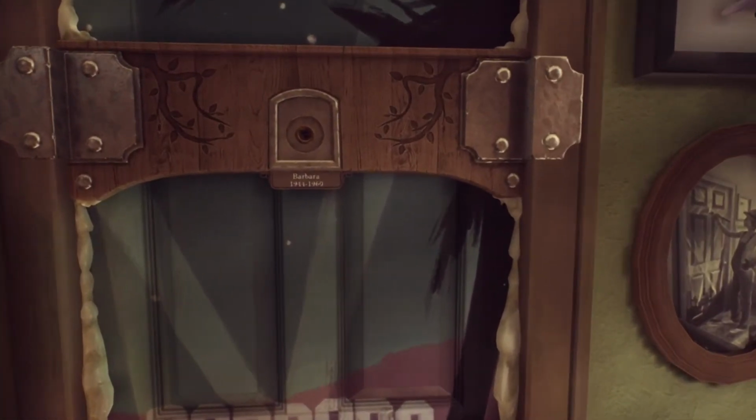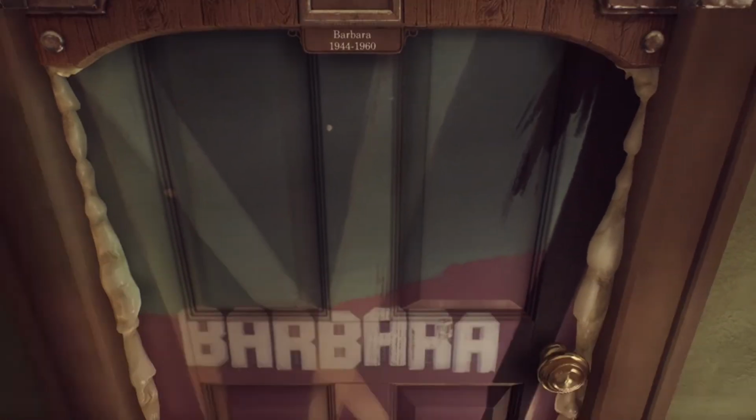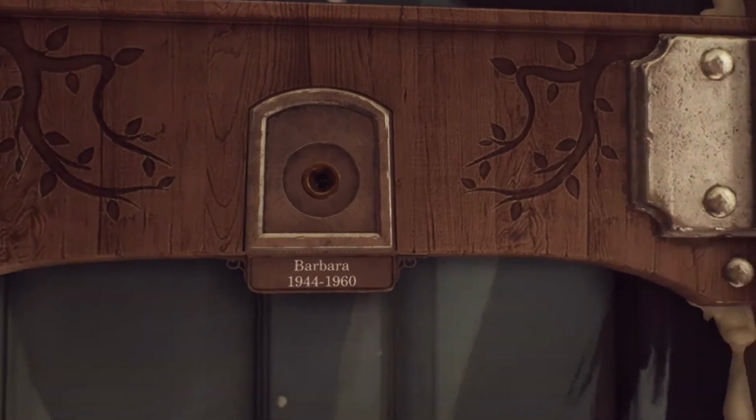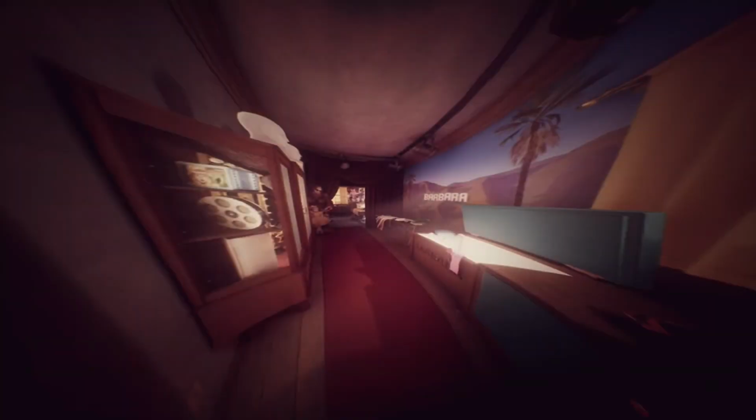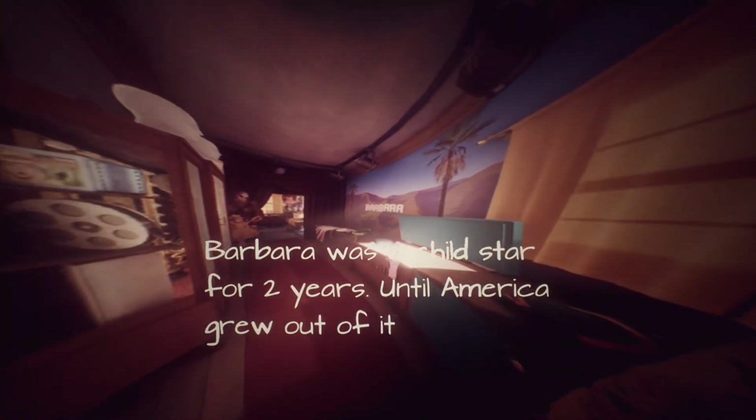And Barbara, 1944 to 1960. She only lived to be 16. "Barbara was a child star for 2 years, until America grew out of it."